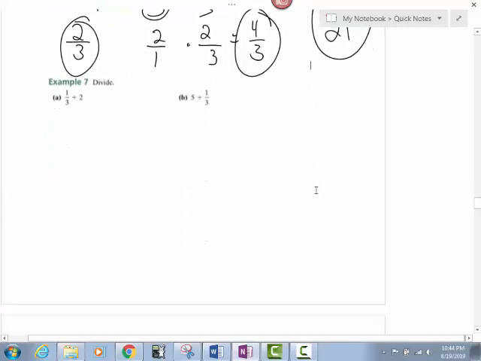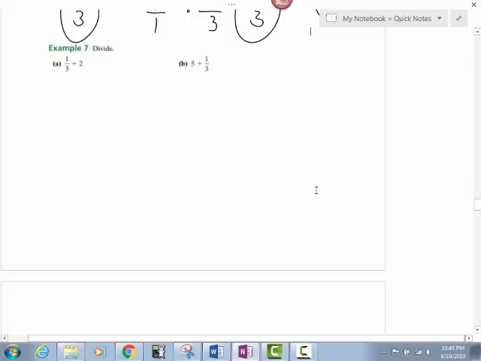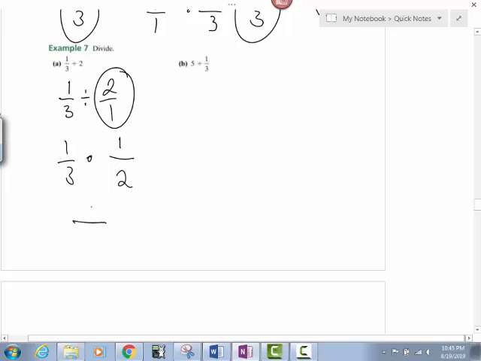Let's do the same thing for example number 7. So first thing I'll do is I'm going to think of this as 1 over 3 divided by 2 over 1. Now remember, my first fraction stays the same. We change it to a times, and we've got to flip that one. 1 over 2, multiplying straight across, end up with 1 over 6. Okay.